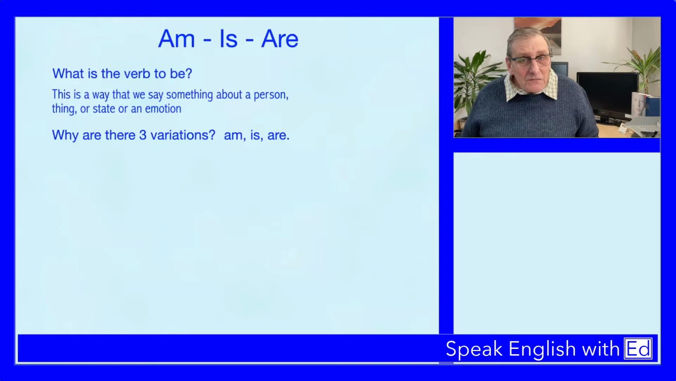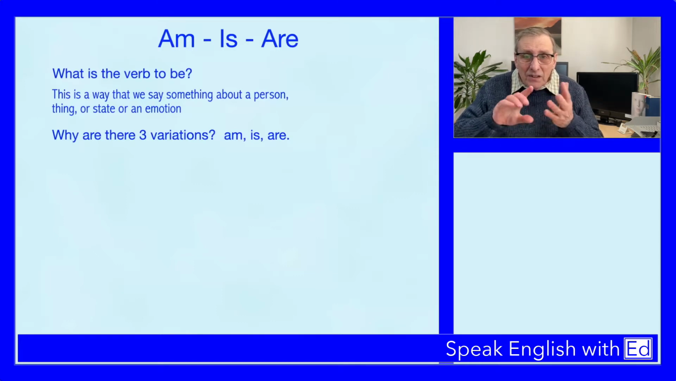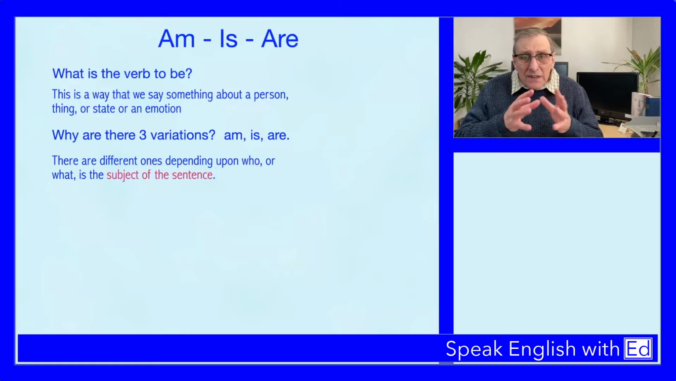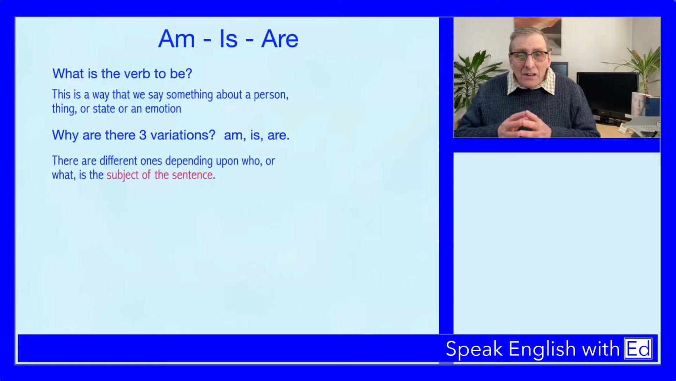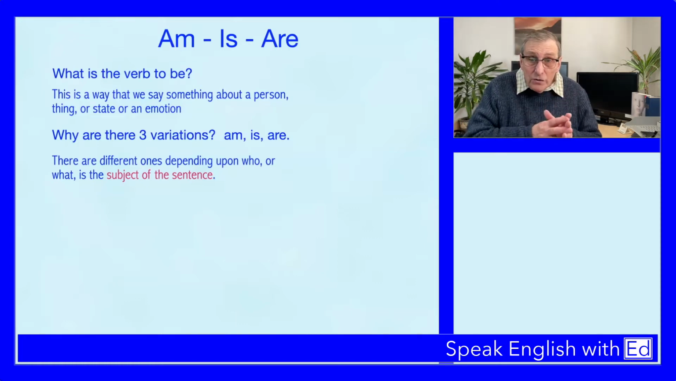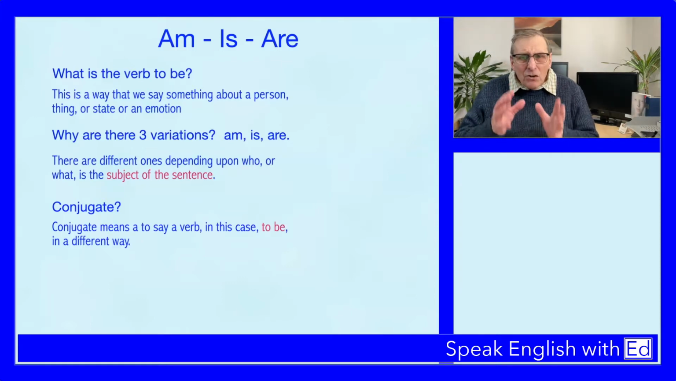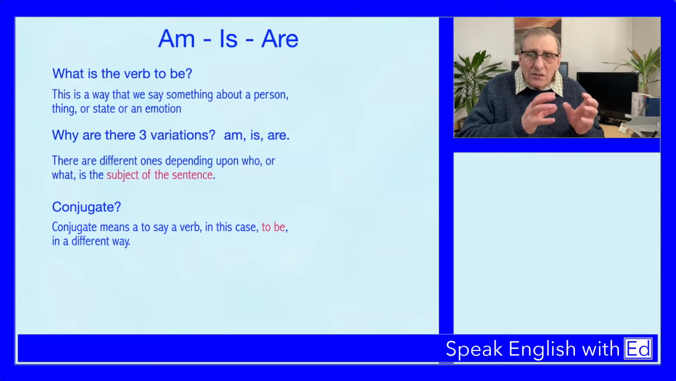Now, if you don't know what the subject of a sentence is, there's a video link up here. If you click that, you'll find out where we talk about pronouns and the subject and objects of a sentence. There are 3 different subjects that you can have of a sentence, and it depends on who you are talking to as to which form of the verb to be you use. We just said these are conjugations. Now, conjugate means to be able to use the verb in a way that fits better with the subject of the sentence.